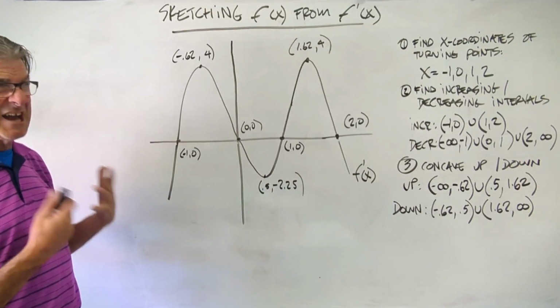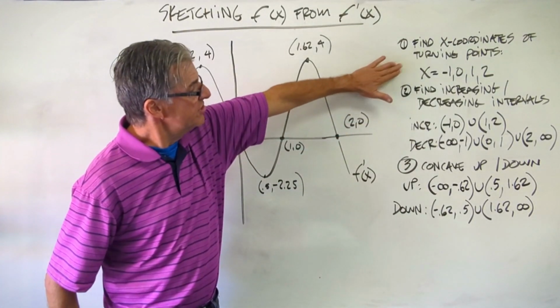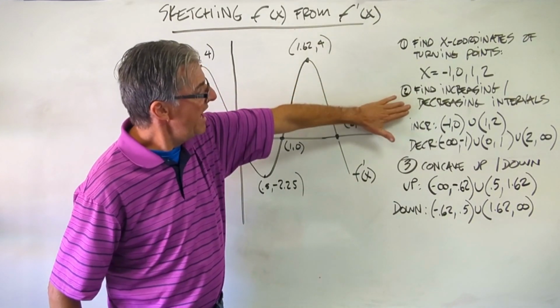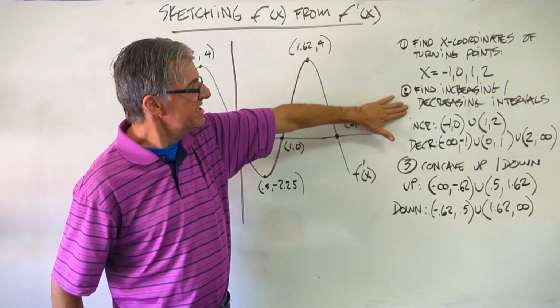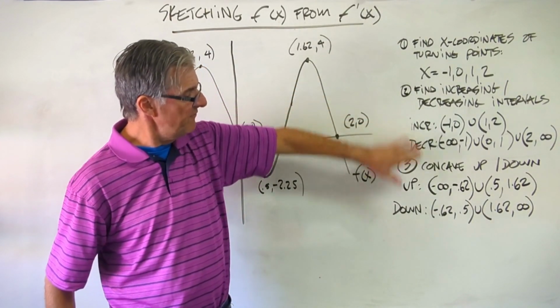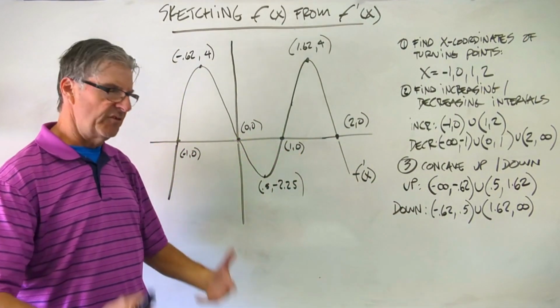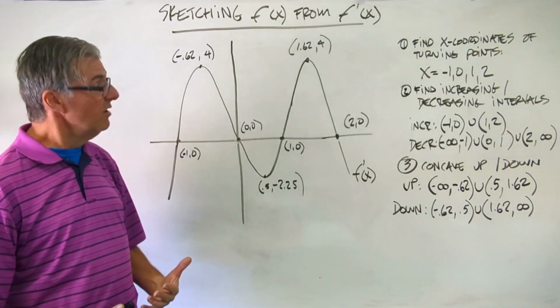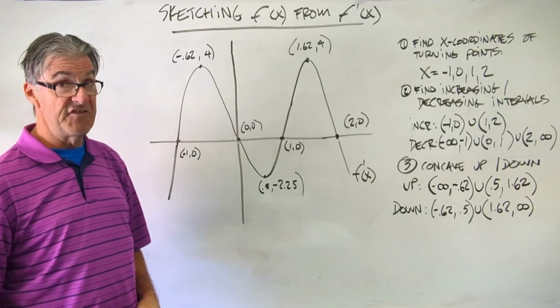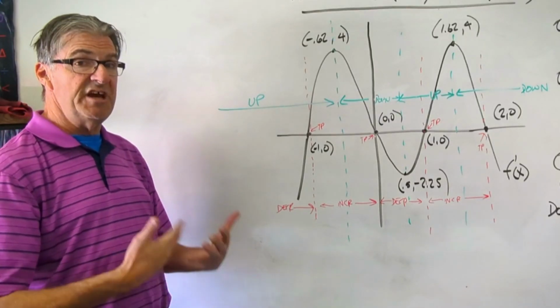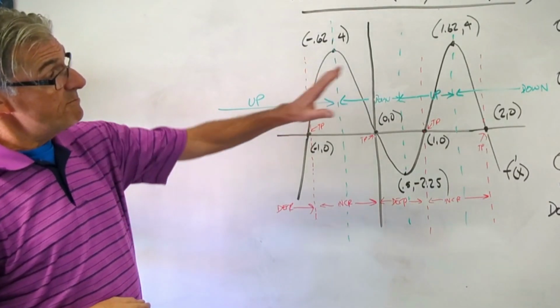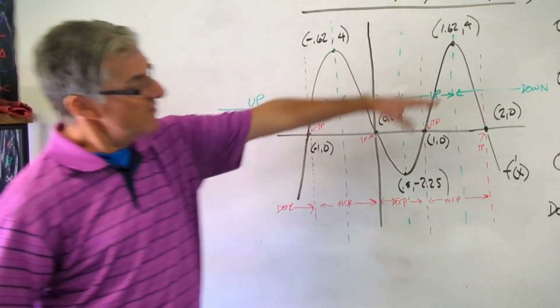We have a whole lot of knowledge. We have the turning points. We know where those are. We have the place where it's increasing and decreasing. We know those intervals. And then finally, we know where it's concave up and concave down. So what I'd like you to do, if you're feeling bold, pause the video and see if you can sketch f of x.